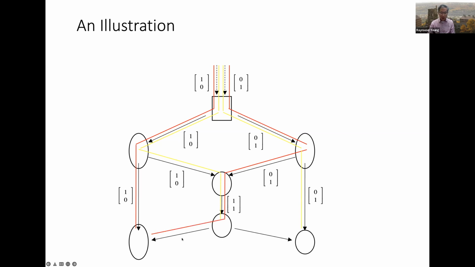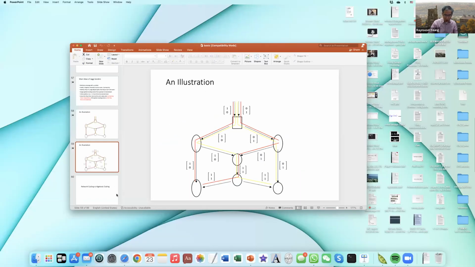You further consider assigning this edge 1, 1, and then you assign this edge 1, 1. And now the red flow front is these two edges, and we check its linear independence, so it passes. And for the yellow flow front, we have these two edges, and again they are linearly independent. So this is the basic idea of the Jaggi-Sanders algorithm. Okay, so let me switch back to the other screen.